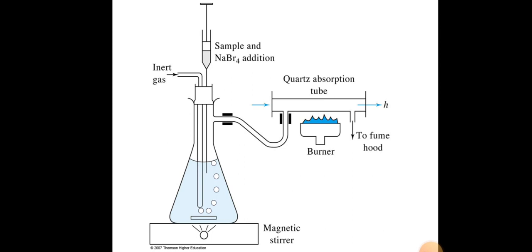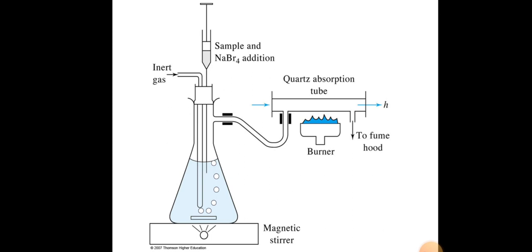By the help of the gas, the hydride of the sample will be conducted to a quartz absorption tube that is heated on a flame. So the quartz tube is heated by the flame, and the hydride of the sample will enter this tube and will be atomized, and then we will measure the absorbance.